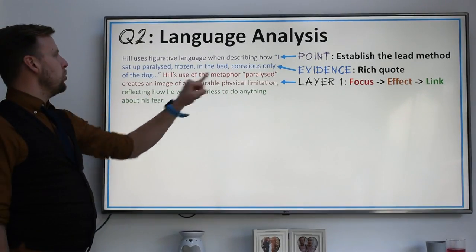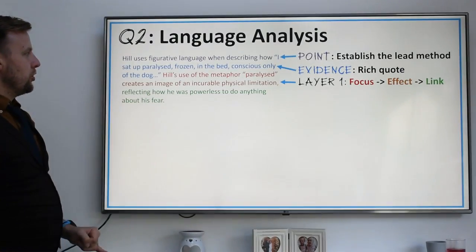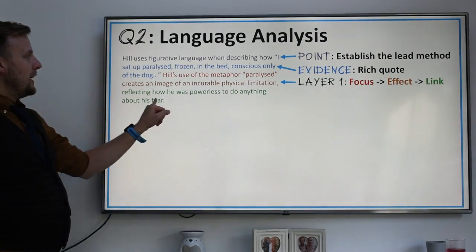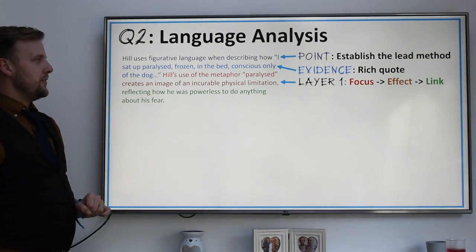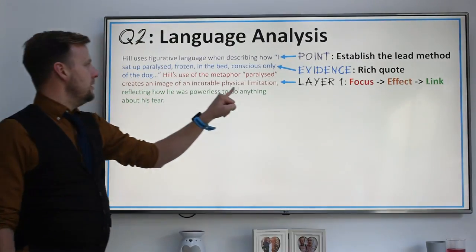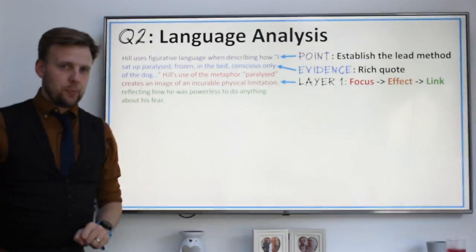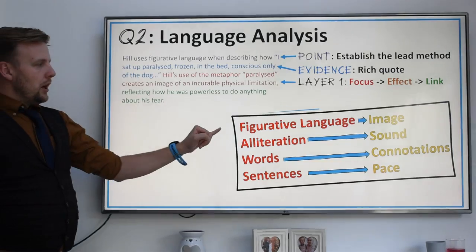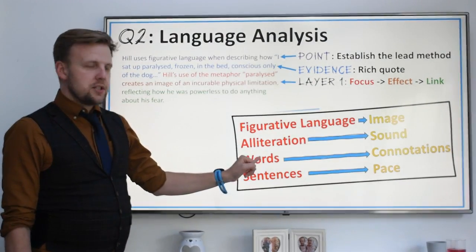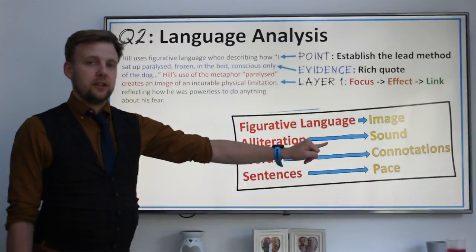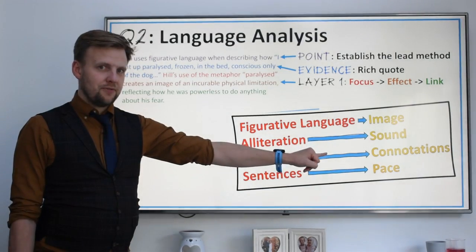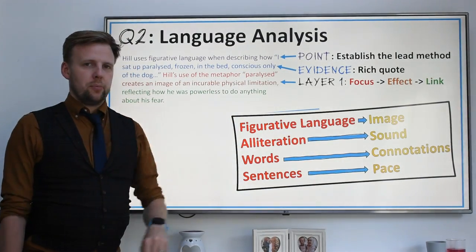Hill's use of the metaphor paralysed creates an image of an incurable physical limitation, reflecting how he's powerless to do anything about his fear. I've colour-coded it for you. So we've got the focus, we've got the effect, and then we've linked it back to the topic. If I know these 4 words, and if I know these 4 roots of the effect, this is a walk in the park for me.